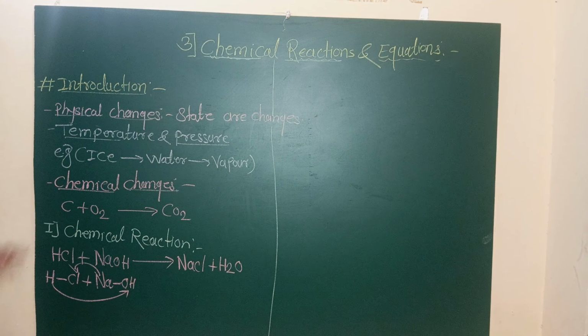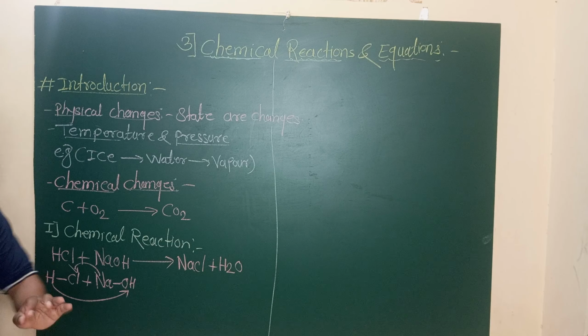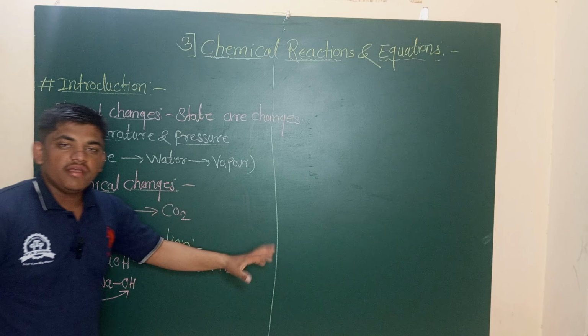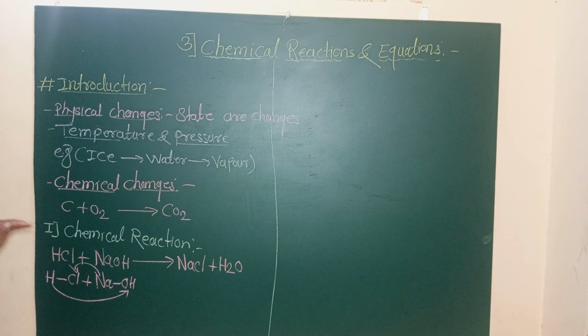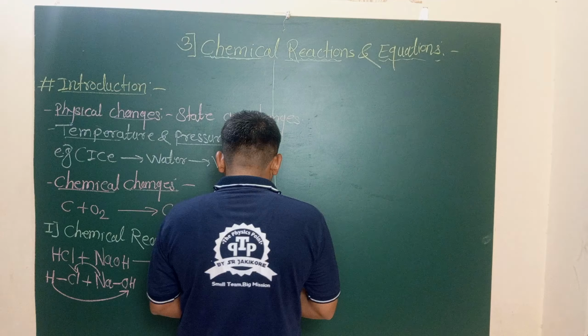That means a chemical reaction is the process, the phenomenon, in which the bonds between the previous components break and new bonds and new chemical compounds are formed. This process is called a chemical reaction. What is a chemical reaction?